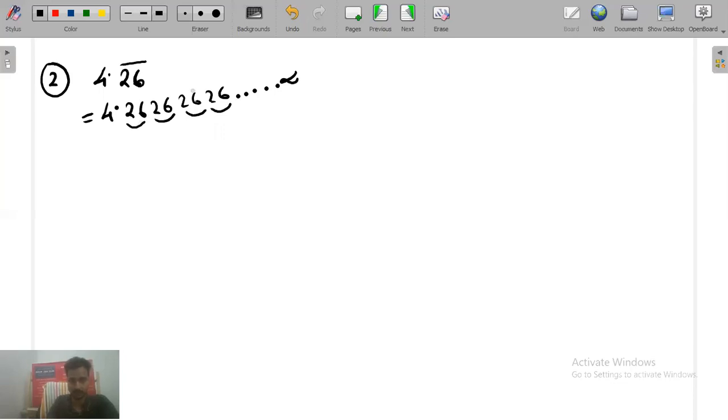So now see 4.2626. The meaning of the bar is this: the digits below the bar will repeat again and again. It will form a pattern. Yes or no, it will follow a pattern. Now see question number 2 on page number 18. Visualize 4.26 bar on the number line up to 4 decimal places. That means you have to plot up to 4 decimal places. What is the 4-decimal-place number? 4.2626. So you have to plot this one, 4.2626. So you have to write down like this.